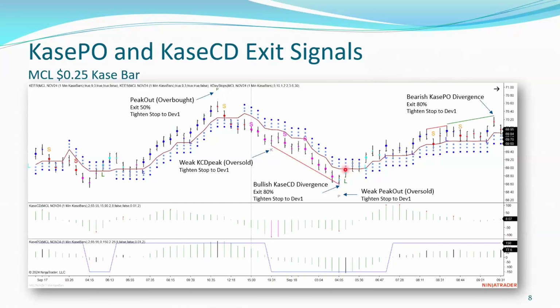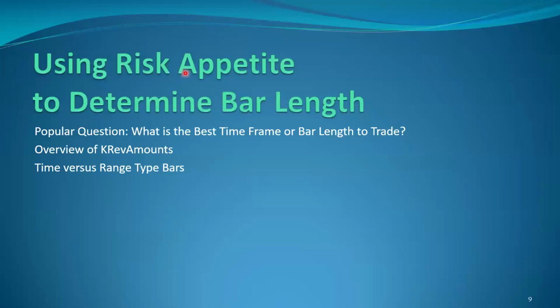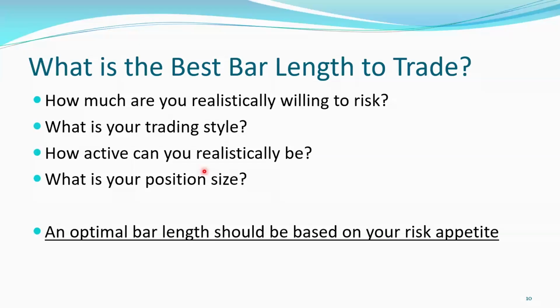Okay. So I'm going to move a little bit quicker here because we do have a limited amount of time, and I want to make sure that we get to the good stuff and also have enough time for more questions. So the most popular question that I get, or one of the first questions I generally get when I'm working with traders is, what is the best bar length to trade? You know, they're looking at Kase StatWare. They might say, hey, with Kase StatWare, what's the best bar length?